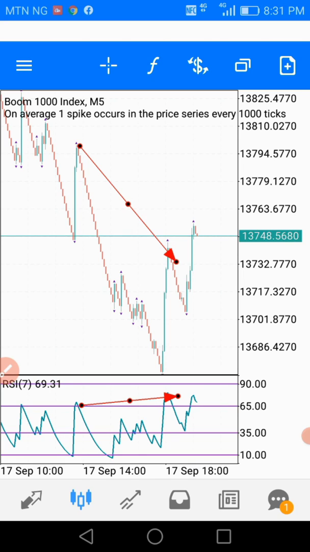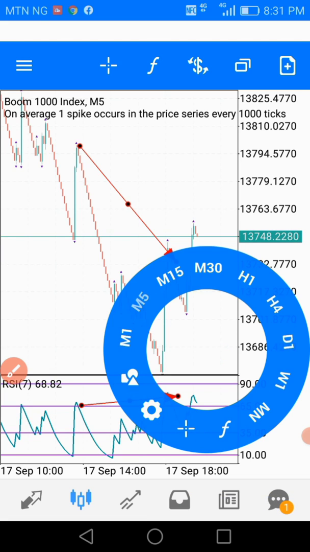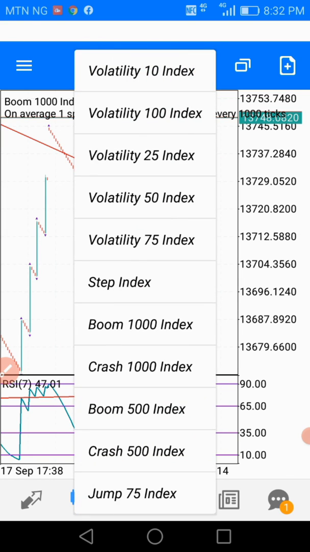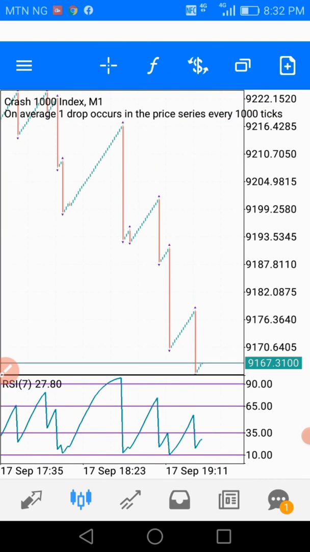Even now there is still divergence between this swing here and this place. Okay, but we're not going to take the trade because it's not so obvious, so we're going to leave it. If we see another signal, we'll take it. But if we don't, I believe you've taken note on how you can trade this on higher time frame and on M1. Now let's check Crash for a back test. If we see an opportunity, we take the trade, but if we don't, we'll call it a day.